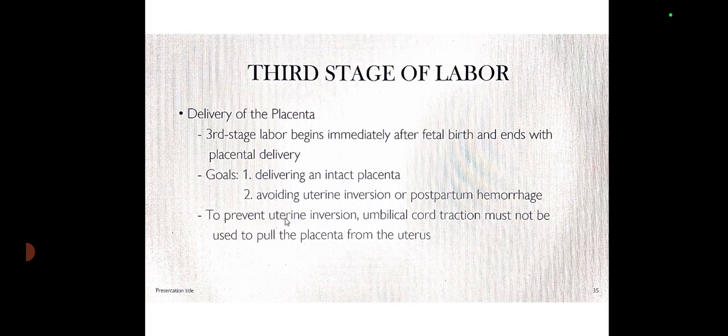Third stage of labor, the delivery of the placenta. The third stage of labor begins immediately after fetal birth and ends with placental delivery. The goal is delivering an intact placenta and avoiding uterine inversion or postpartum hemorrhage. To prevent uterine inversion, umbilical cord traction must not be used to pull the placenta from the uterus.